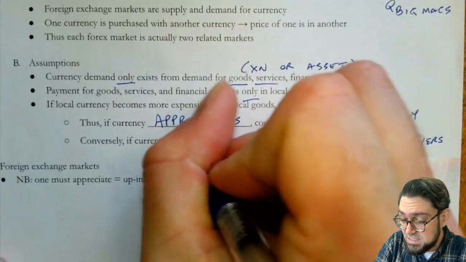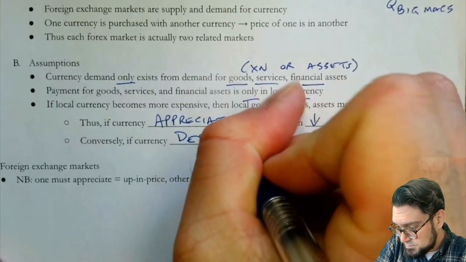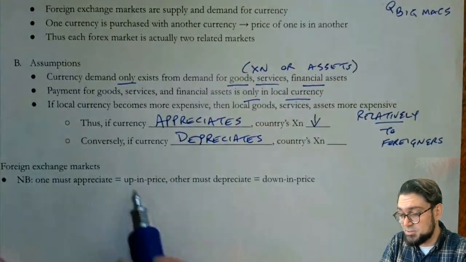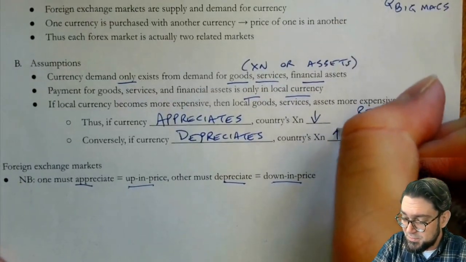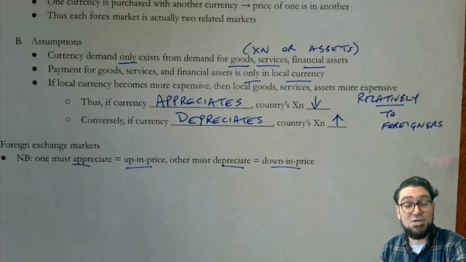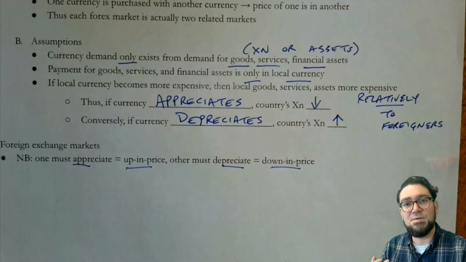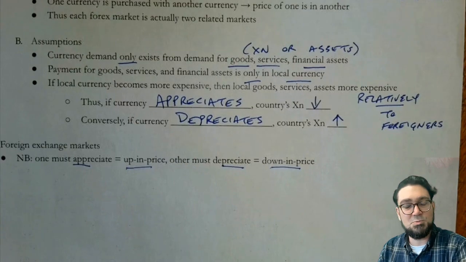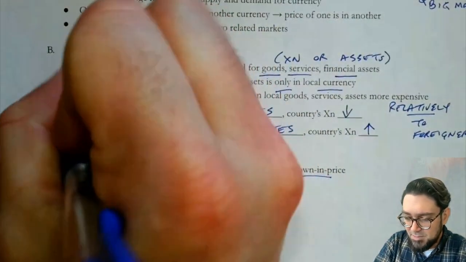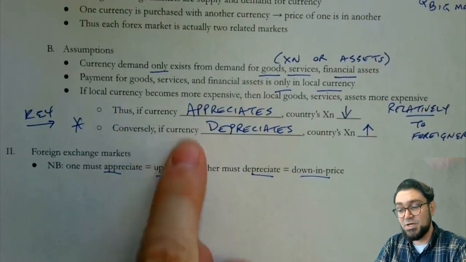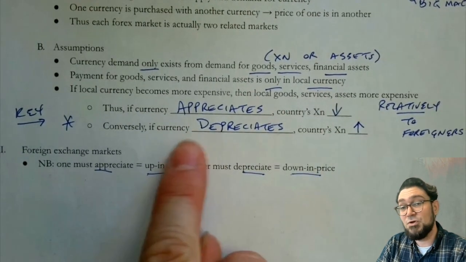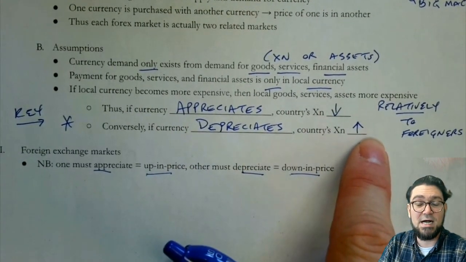However, if the currency depreciates or goes down in price, right? So up in price, appreciate; down in price, depreciate. We would say that their goods and services are becoming relatively cheaper because the currency is relatively cheaper. And as a result, their net exports would increase. This is a really important part, right? Key to note that if the currency is going up in value, your net exports are going to fall. If your currency is going down in value, your net exports are going to rise.